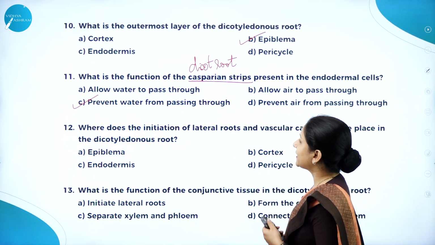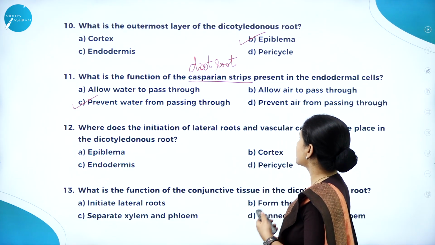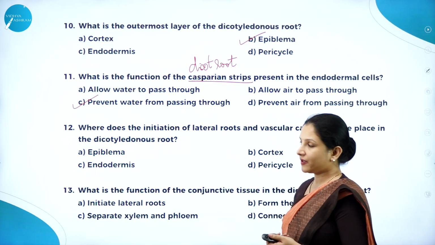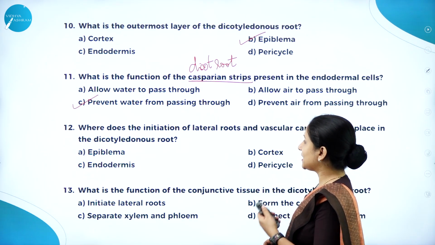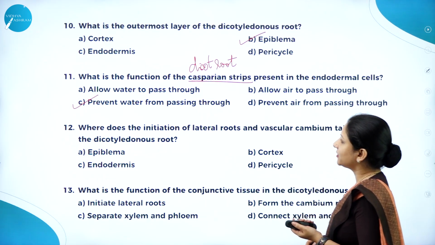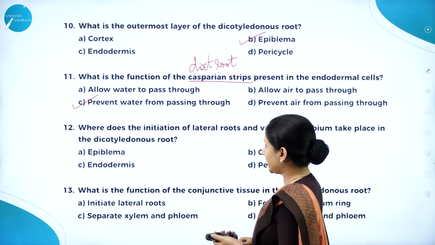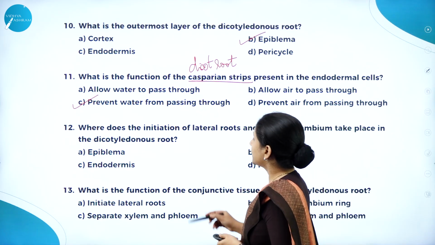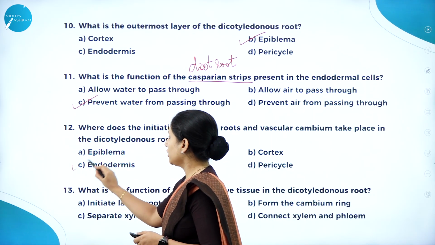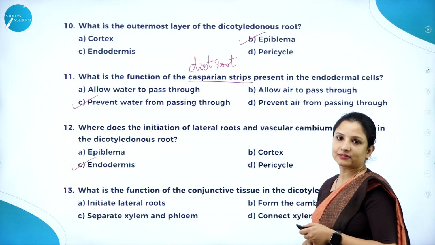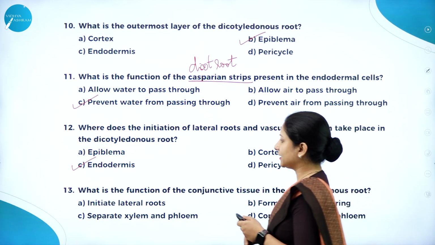Next question, where does the initiation of lateral roots and vascular cambium take place in the dicotyledonous root? Epiblema, cortex, endodermis, pericycle. So from the pericycle region, usually the lateral roots and the vascular cambium begin there.